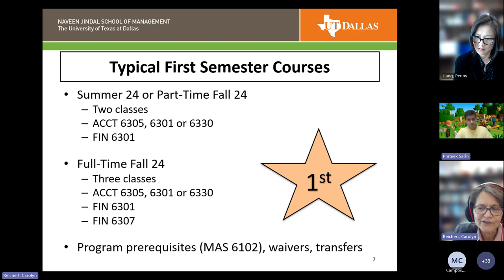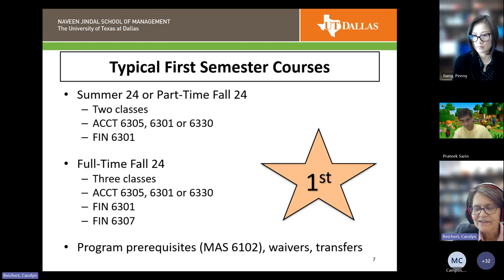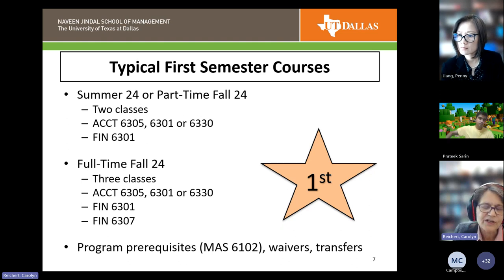If you're full-time in fall, and that's when you're starting, you're going to take at least three classes. Some people will take four. And again, you'll have that accounting choice, and they will have Finance 6301, which is financial management, and Finance 6307, which is mathematical methods, which is a finance and statistics hybrid class. It uses CFA level one and two materials. Now, if you have program prerequisites, particularly MAS 6102 would be on top of that. And if you have waivers or transfers, that can change what classes you're taking in any given semester.